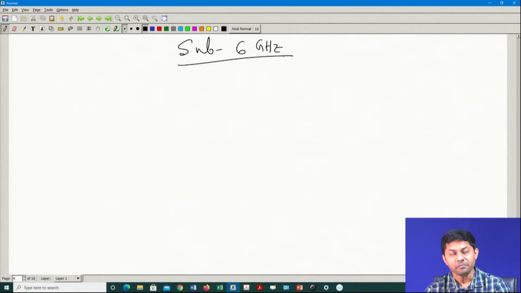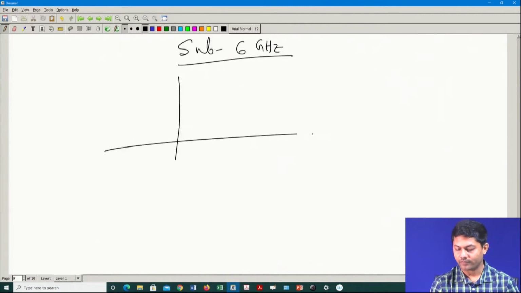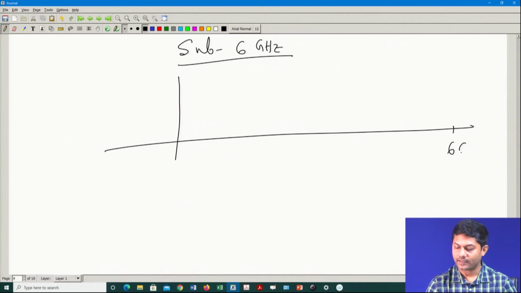So, 4G is predominantly a sub 6 gigahertz RF. What does it mean? It means that if you draw the RF, so this is my 6 gigahertz predominantly. There will be slightly more or less than that, but predominantly it is up to 6 gigahertz, where most of my 4G is available. But 4G bandwidth, how much is it? It is 20 megahertz bandwidth as per the 4G specification.